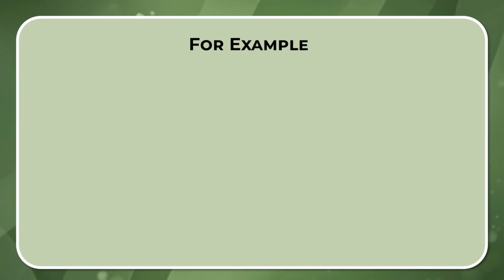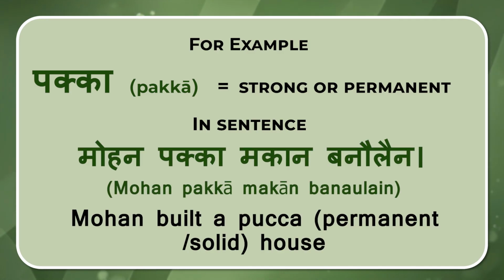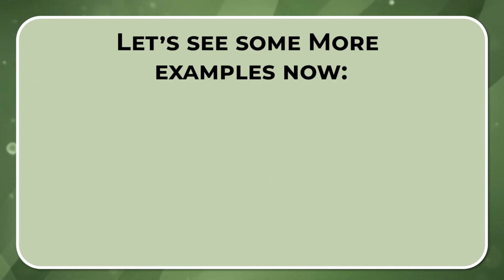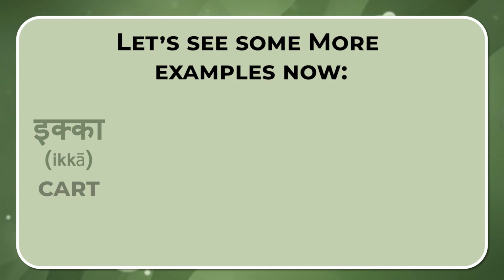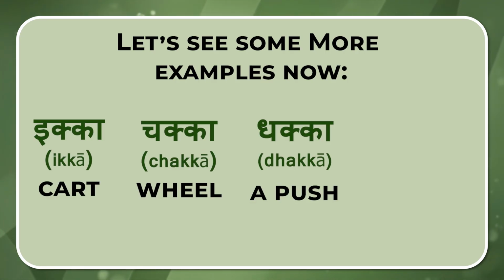This conjunct letter is not used at the beginning of a word but is used in the middle and at the end. For example, pakka, which means strong or permanent. In sentence, Mohan pakka makan banolain. Let's see some more examples now. Ikka, chakka, dhakka, fakkar.